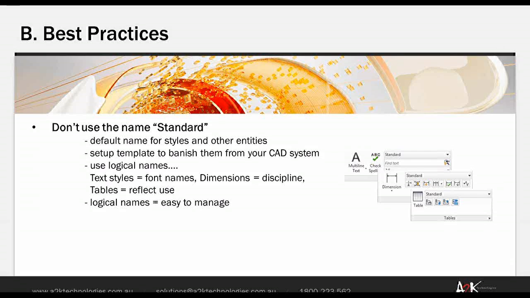So for example, in civil infrastructure, we quite often draw in meters, but our guys in civil structures, they'll be drawing bridges, gantries, and things like that, and so they'll actually detail in millimeters. So we have two different dimension styles to support that, so that way they're labeled correctly. Then once we get to tables, obviously you would label it to reflect the use of that table.